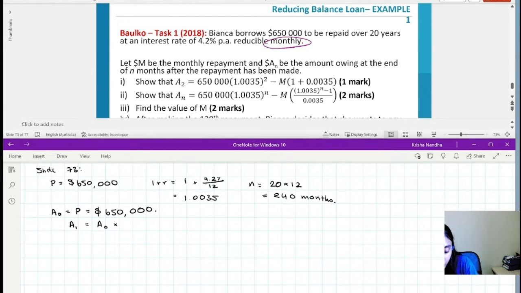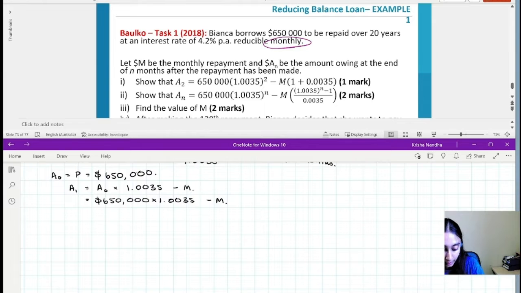My A1 will be equal to my A0 times my interest rate, right? So 1.0035. And then at the end of every month, she pays off her repayment, so minus M. So it will be equal to 650,000 times 1.0035 minus M. I just replace my A0 with what A0 actually is.